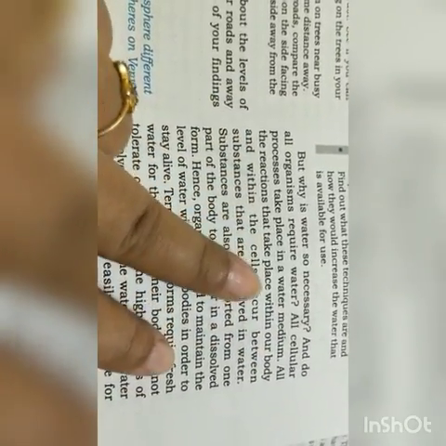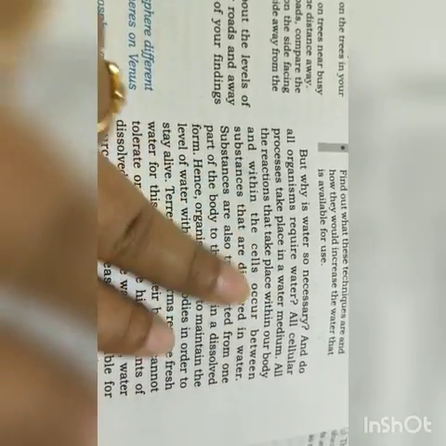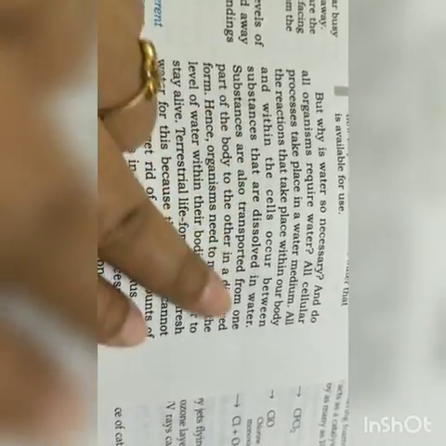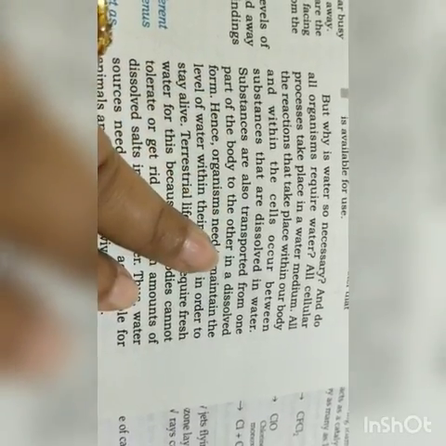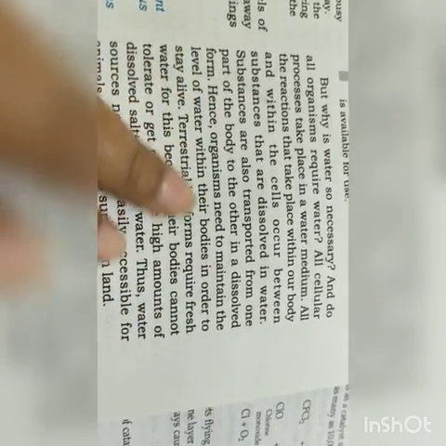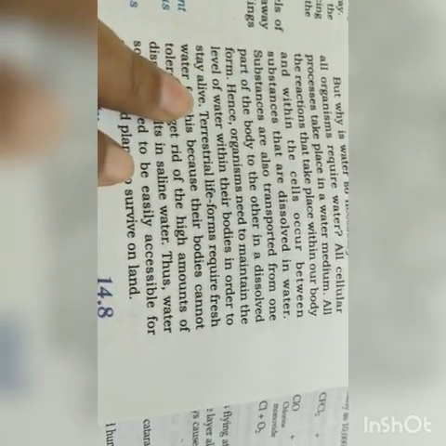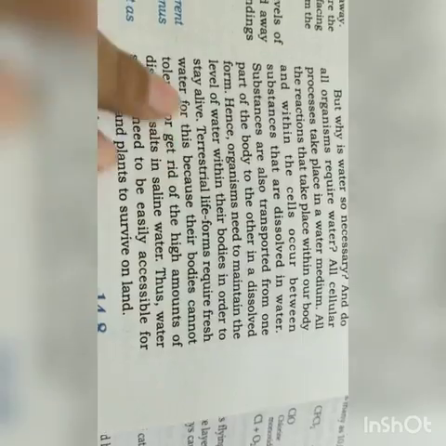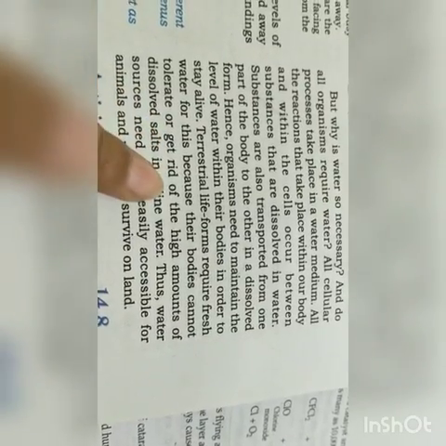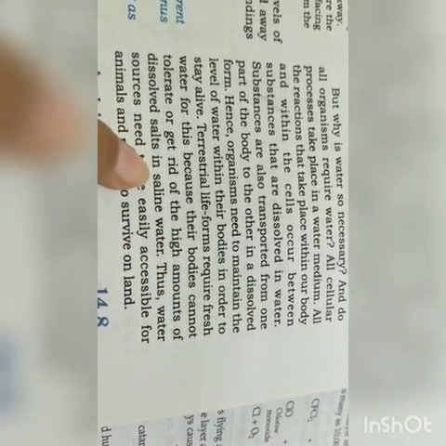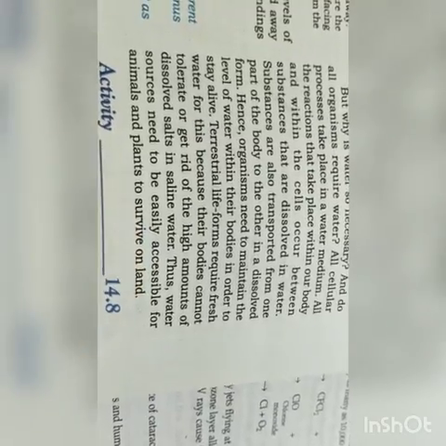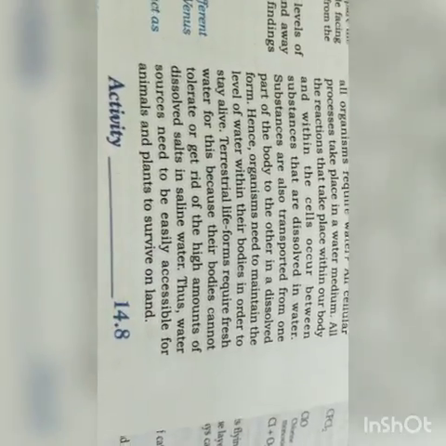All the reactions that take place within our body and within the cells occur between substances that are dissolved in water. Substances are also transported from one part of the body to the other in a dissolved form. Hence, organisms need to maintain the level of water within their bodies in order to stay alive. Terrestrial life forms require fresh water for this because their bodies cannot tolerate or get rid of the high amount of dissolved salt in saline water. Thus, water sources need to be easily accessible for animals and plants to survive on land.